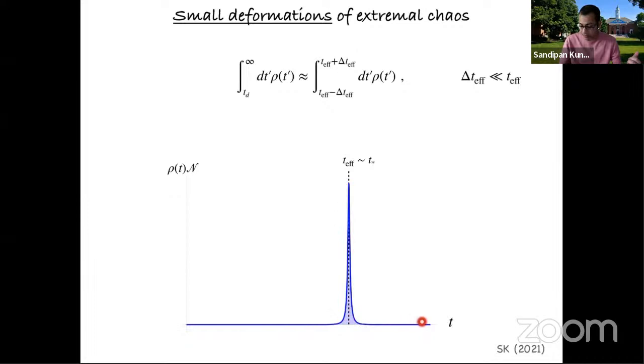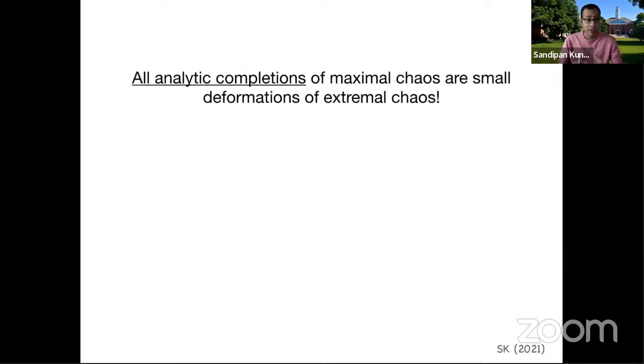narrow distribution like this. So the density function is zero everywhere other than a small window around some T effective, which is not very different from the scrambling time. So this is how one can define small deformations of extremal chaos. Of course, the profile inside this window can be very complicated, but still the important point is the density function is vanishingly small everywhere else. The reason I'm talking about small deformations of extremal chaos at all is that one can show that all analytic completions of maximal chaos are small deformations of extremal chaos. So that's the main point that I want to emphasize.